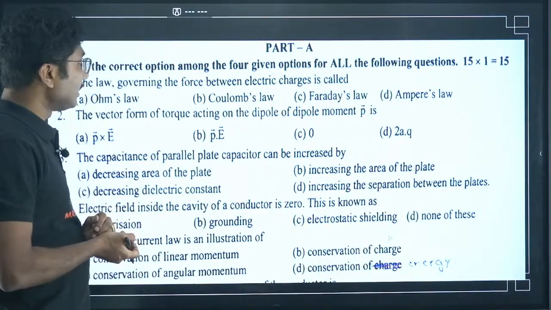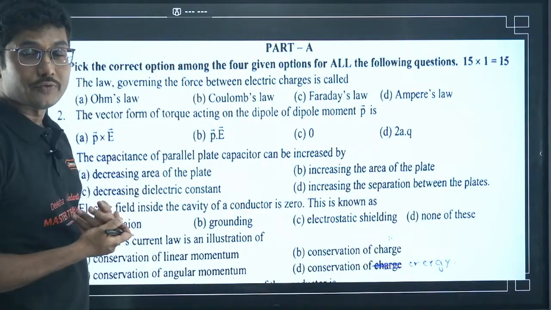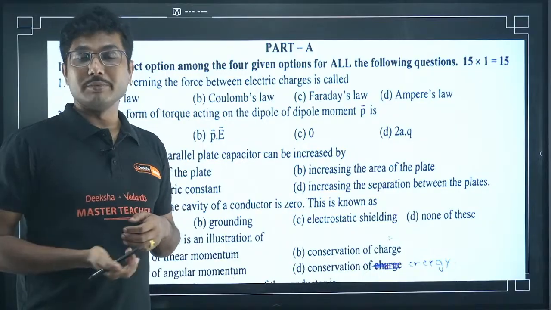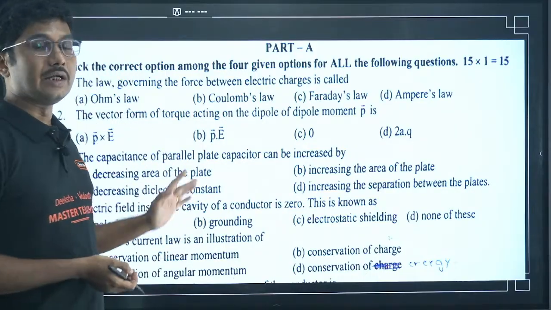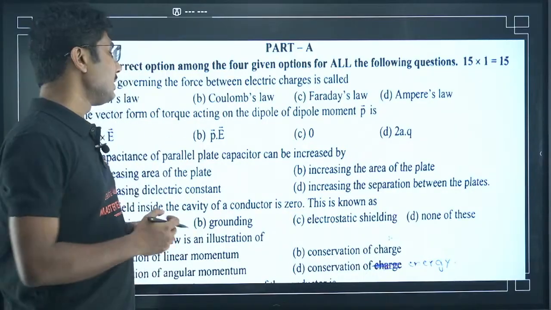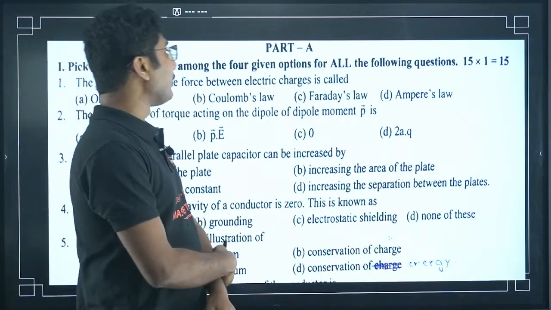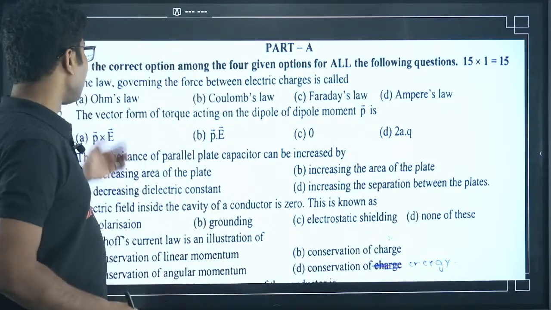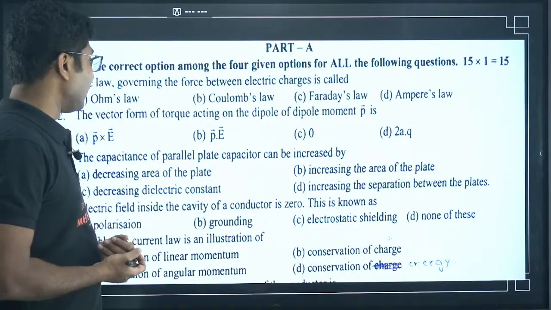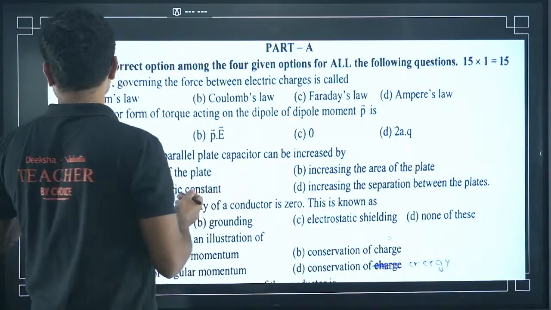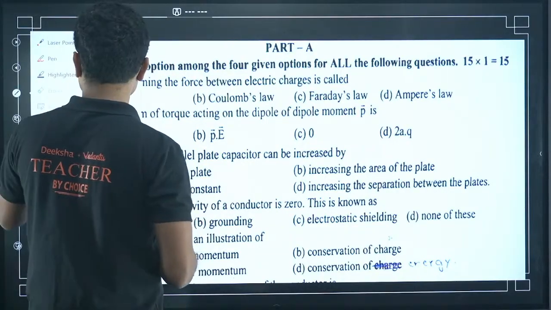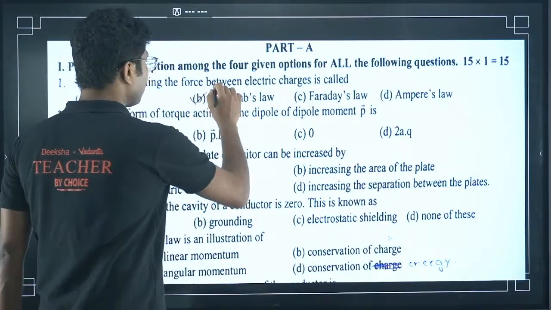So these are the MCQs. I will first solve the MCQs, then I will be solving the numerical questions, and theoretical questions I will discuss in the later part. First, the law governing the force between electric charges is called Coulomb's law. No doubt about it, it will be Coulomb's law.